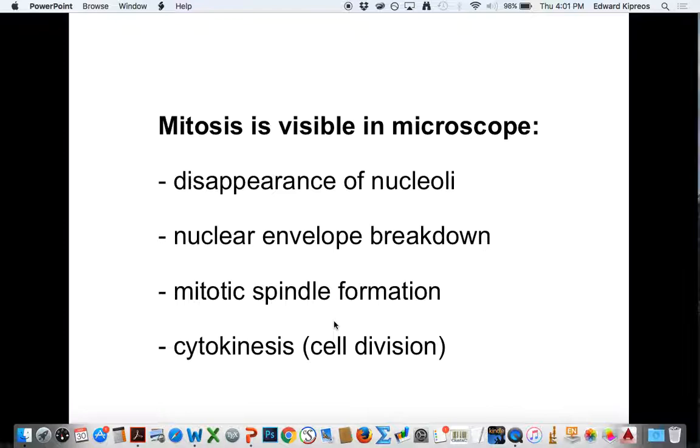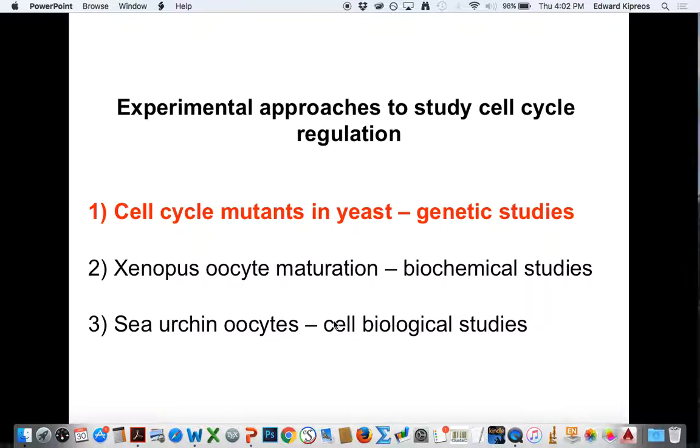Then the nuclear envelope, it's easy to see the nucleus, breaks down. And then you get a mitotic spindle forming, and eventually you get cytokinesis. You can follow these things, and you can follow the chromosomes condensing during mitosis through what's called a karyotype. So there's a number of things that you can follow.